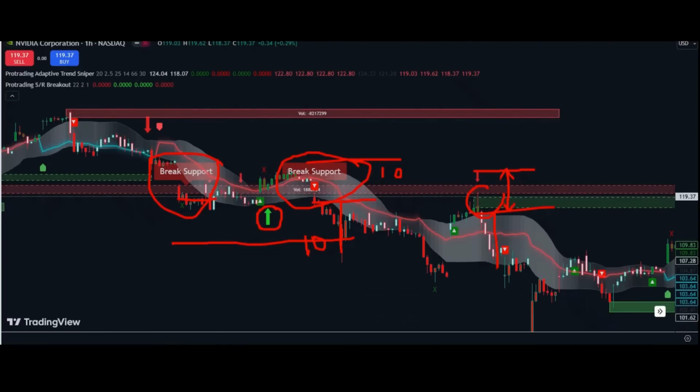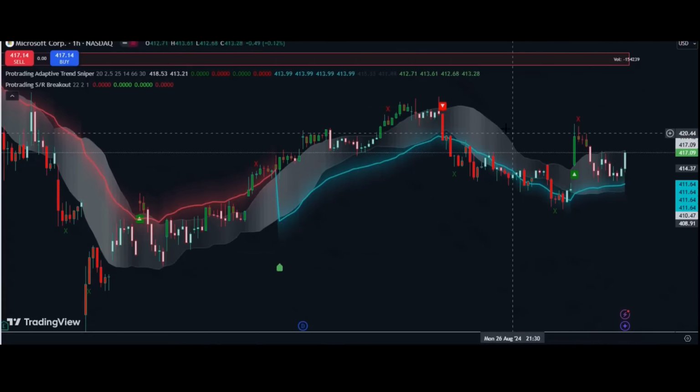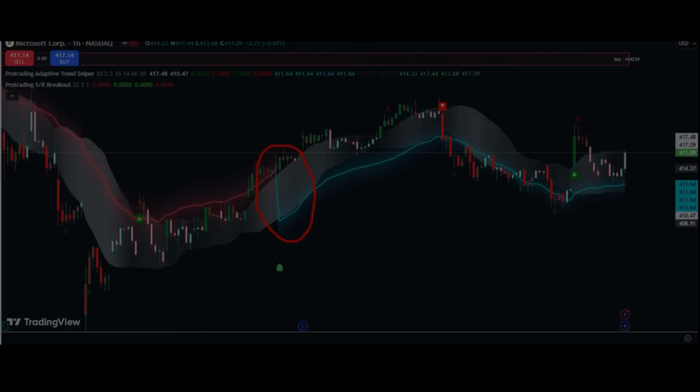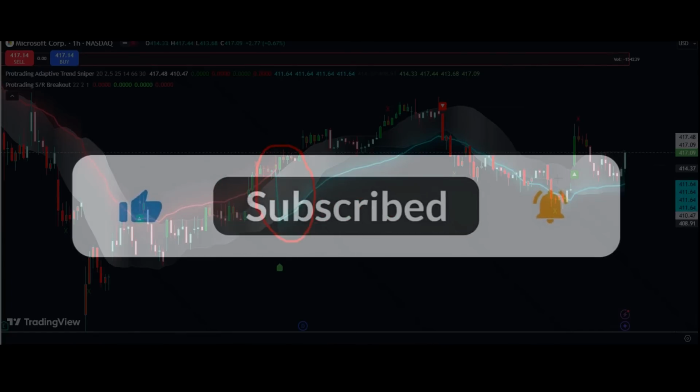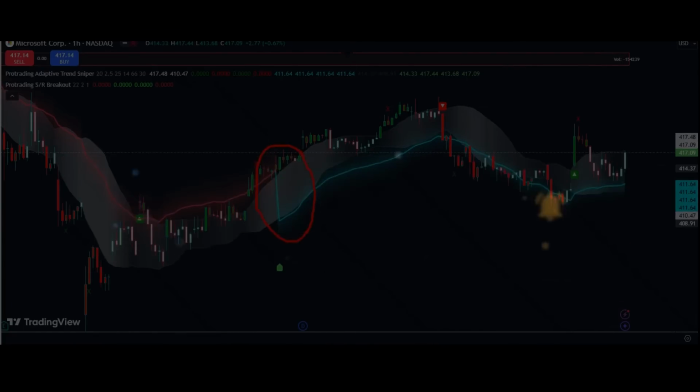Okay, this is a Microsoft stock. So you see here from this point you get a signal telling you that currently we are moving to an uptrend. But if you see in this signal, there is no signal given based on our strategy.